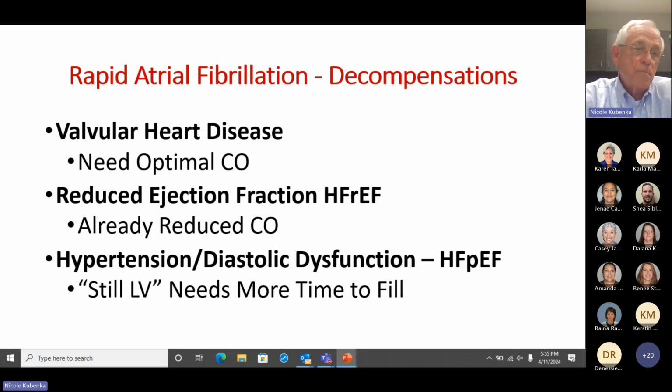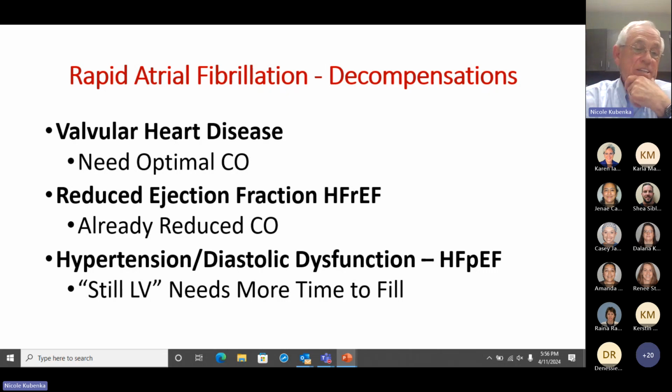So basically, we're talking about valve disease. If they've got MR, mitral regurgitation, what happens then is the heart squeezes. Not all the blood goes out to the aorta, part of it goes back into the lungs. So they don't tolerate rapid atrial fib. Or if their EF is low, they're just barely pumping out enough blood already. They don't have any reserve to handle the faster heart rate, so they crash.